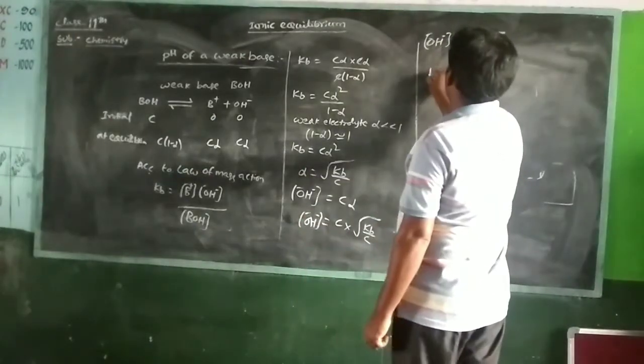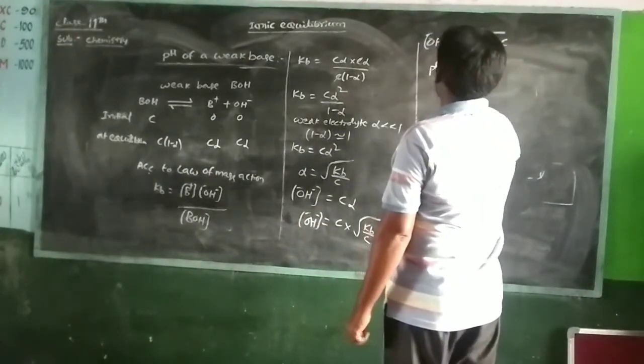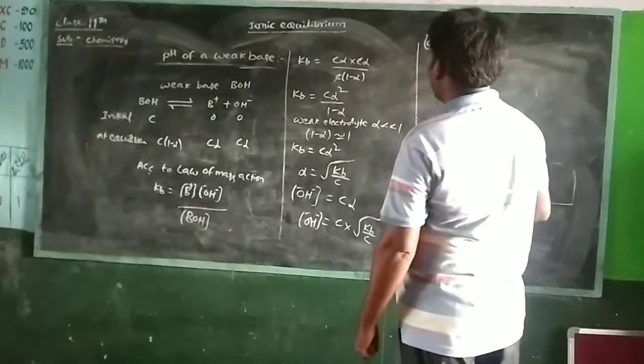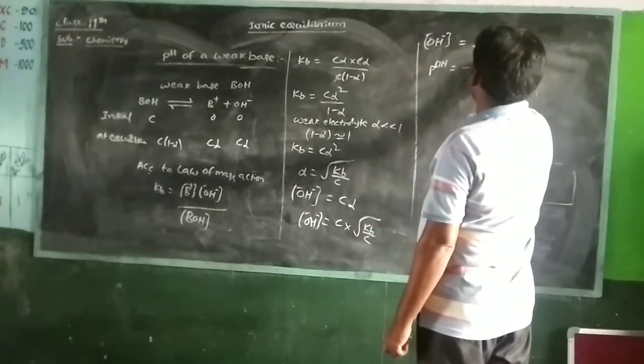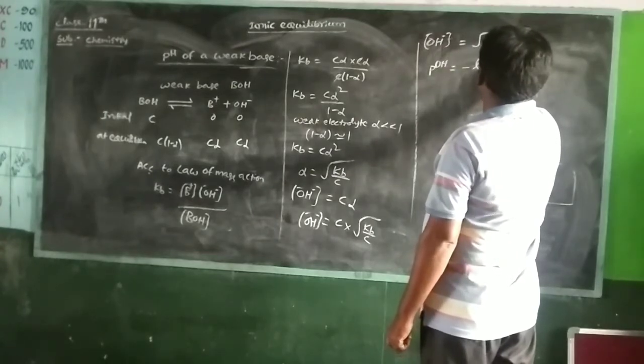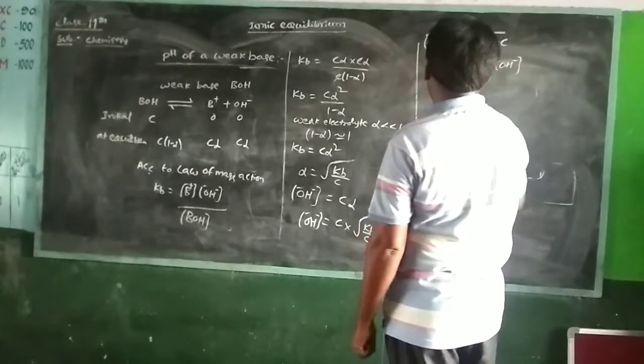Now, already pOH is equal to minus log OH minus ion concentration.